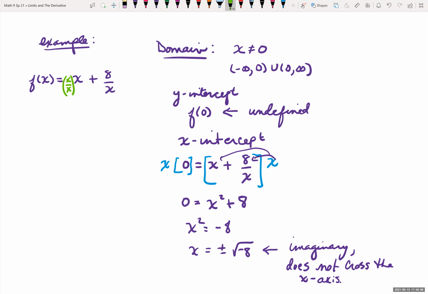So this gives me f of x equals x squared plus 8 all over x. So notice 0 sets the denominator equal to 0, but not also the numerator. So I know I have a vertical asymptote at x equals 0.